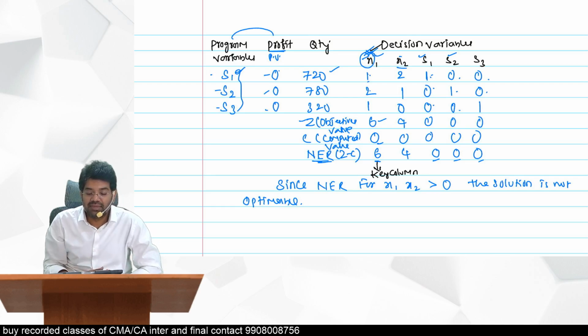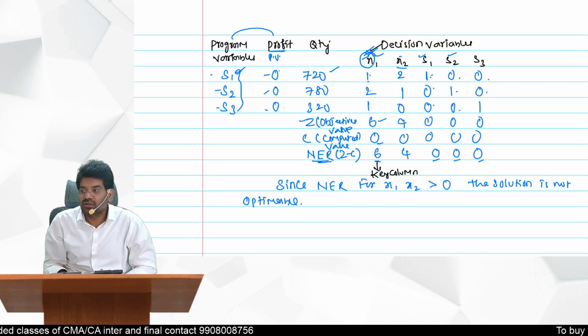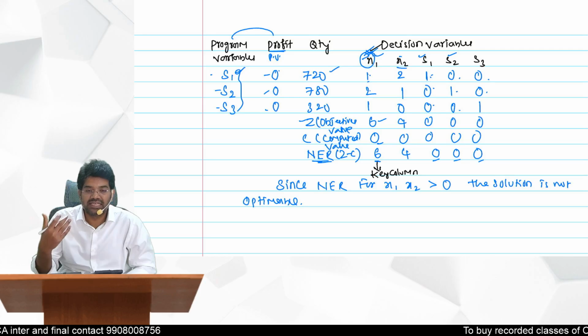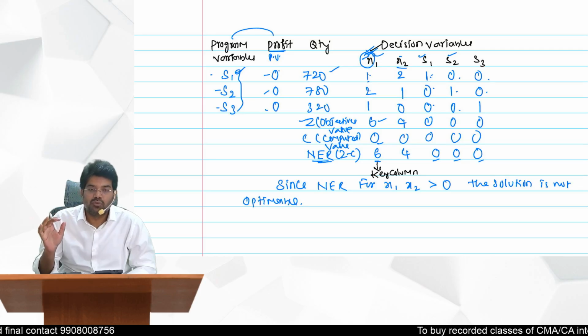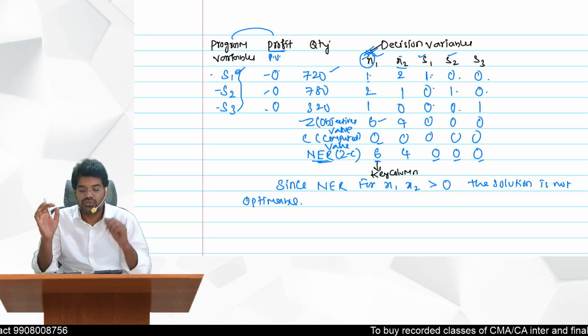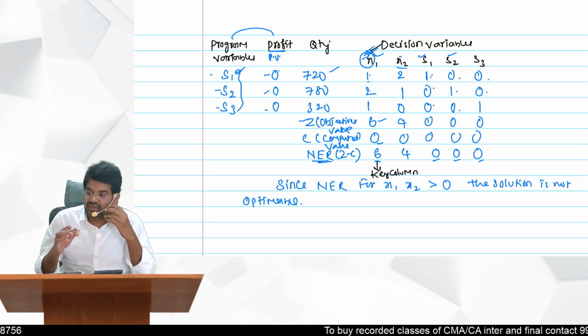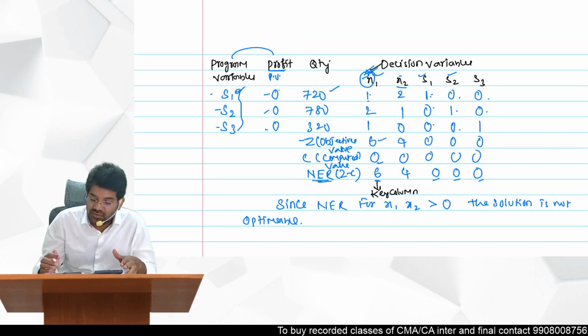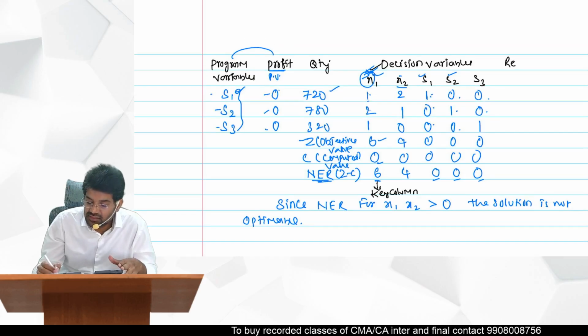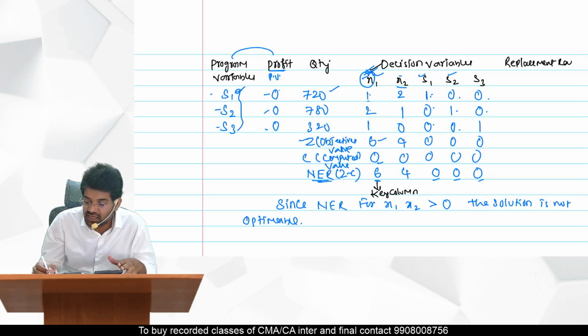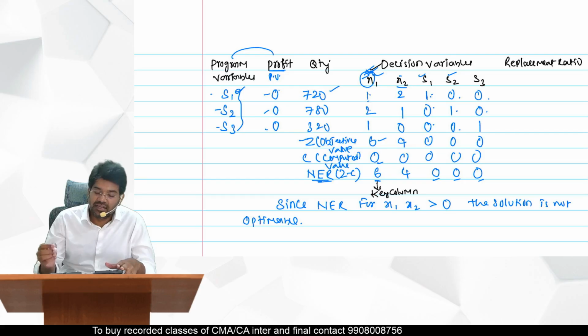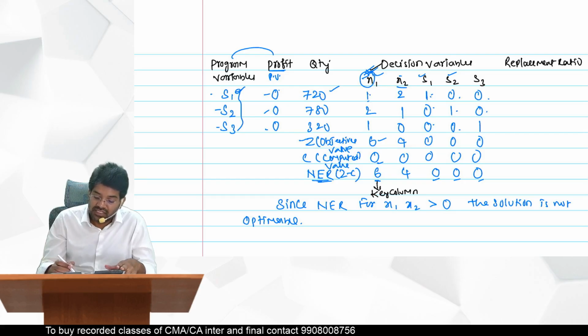So this is the incoming variable now. But the next question is, which one is going to go out? Which one should we replace x1 with? For that, we should calculate a replacement ratio. That is the criterion, the replacement ratio. How do you calculate the replacement ratio? This is the key column now, so divide the quantity by the key column.